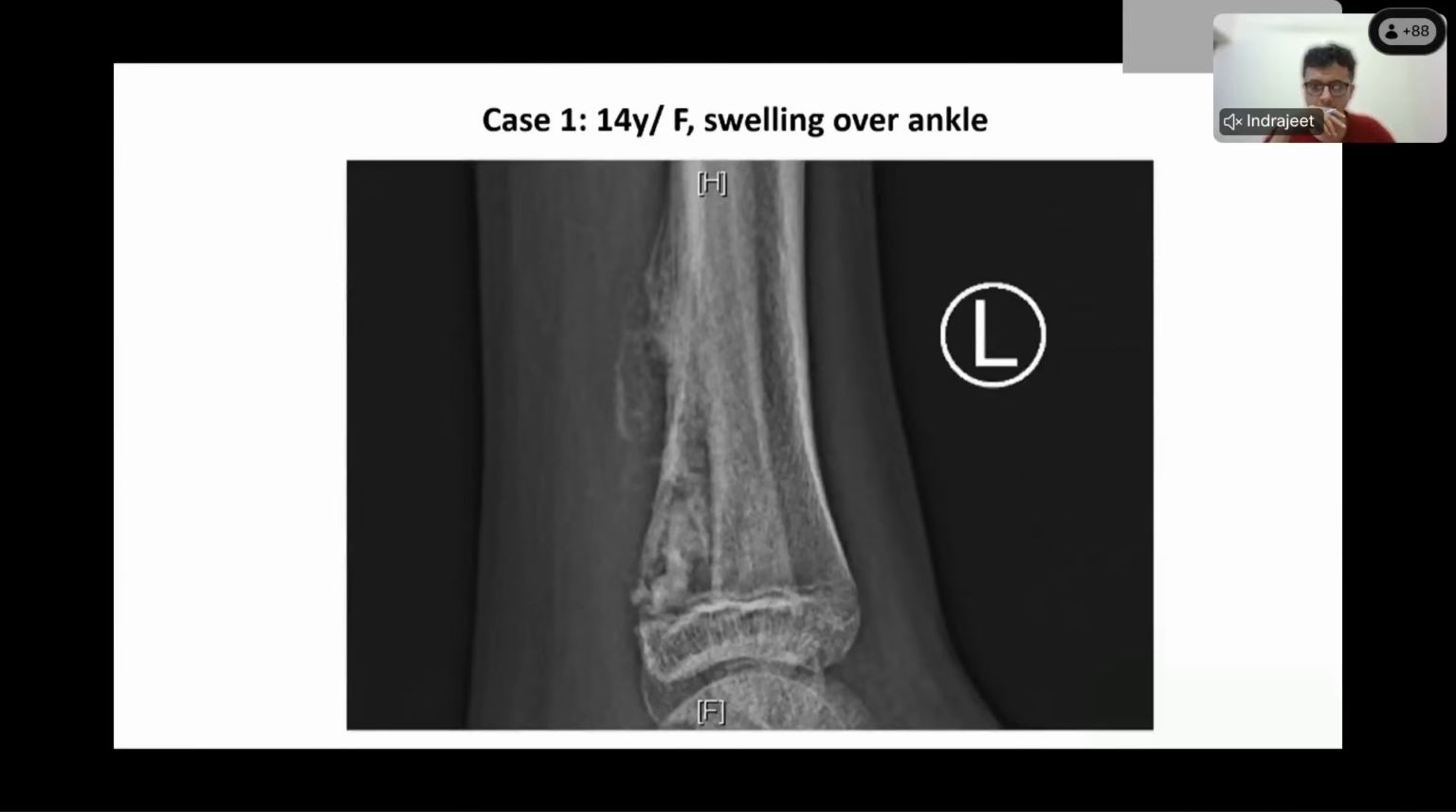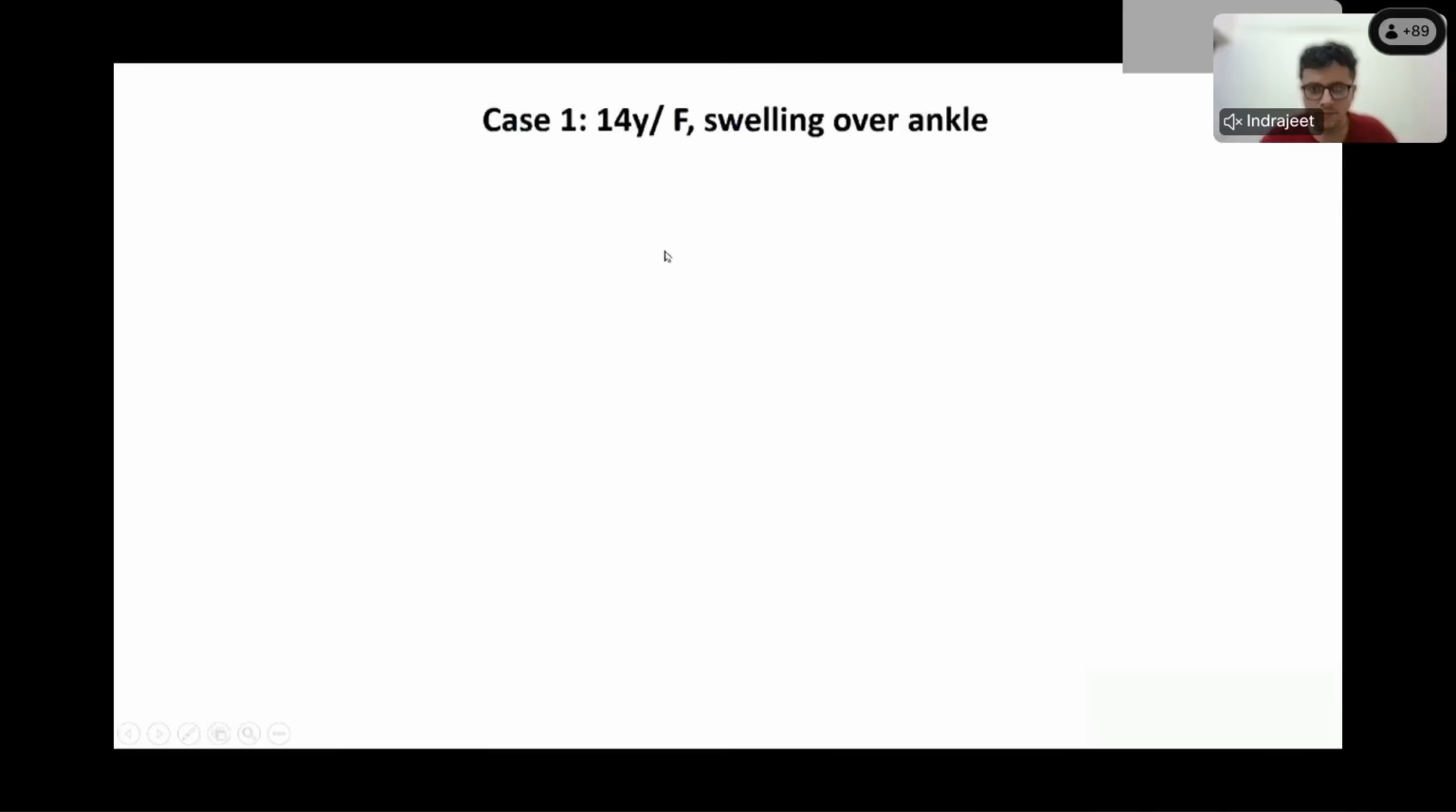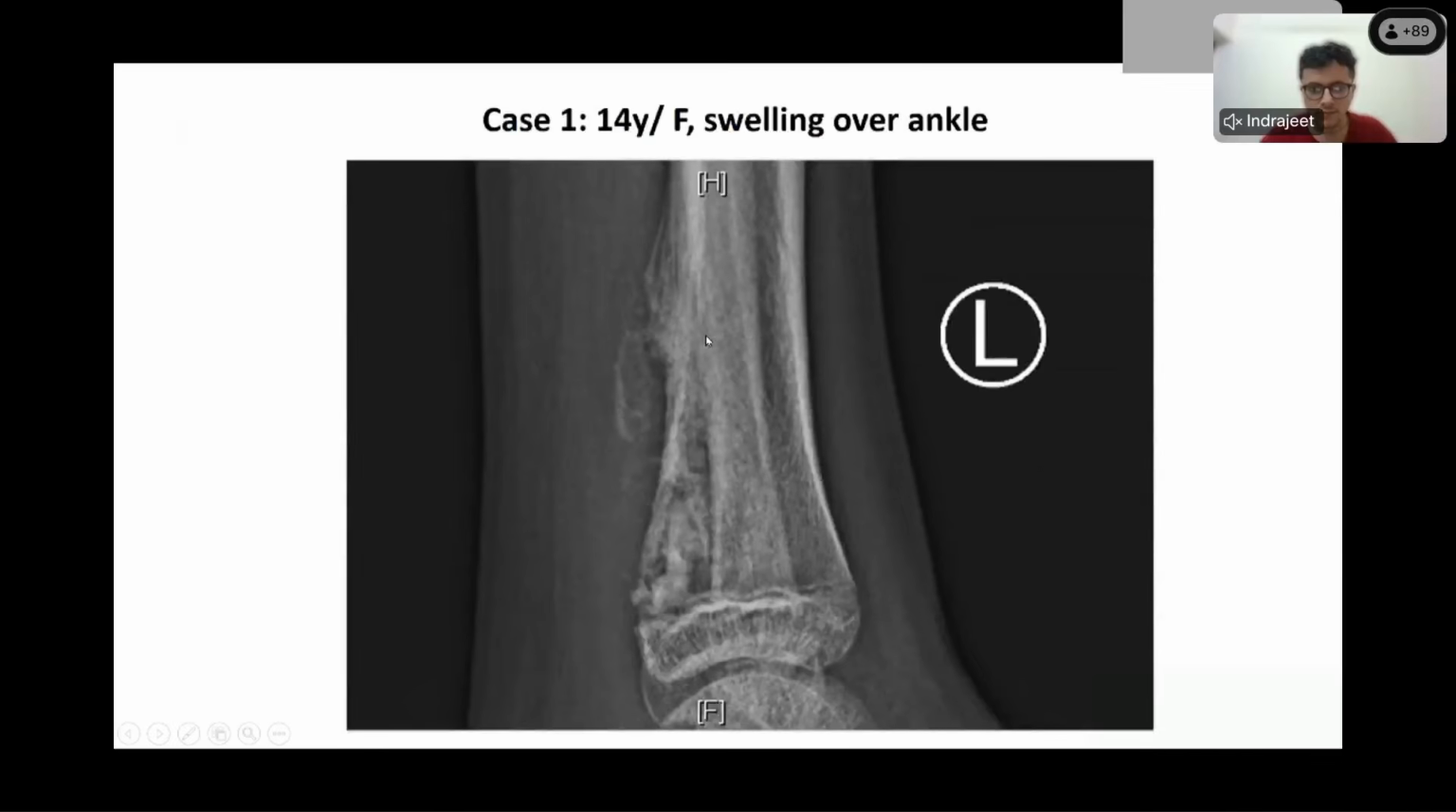Now this is case 1, a 14-year-old female with a swelling over the ankle. So Amit, can you just quickly describe this? What we are seeing is a permeative kind of destruction. Why do I say permeation? Because we don't see where exactly the lesion is going into the bone. And there is a periosteal reaction. The periosteal reaction is multilaminated and incomplete. And then there is soft tissue around the bone.